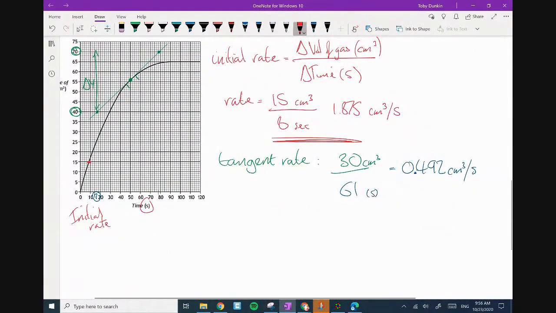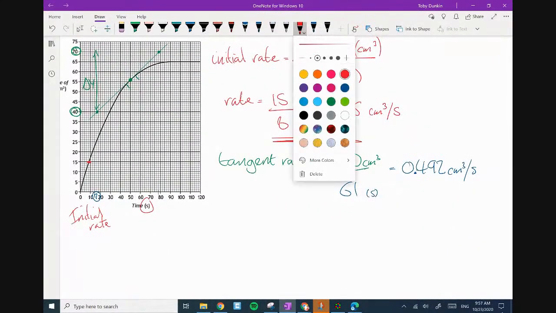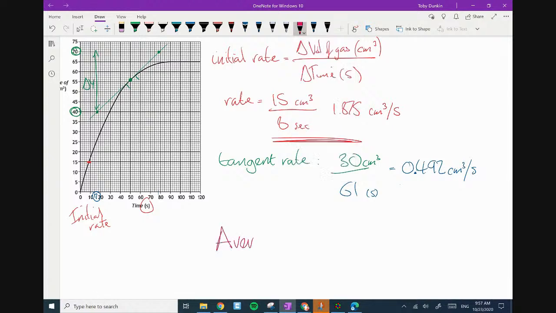Right, so the average rate, I'm going to change my color for this. This is my last part of the lesson, the average rate. So the average rate is simply looking at the total changes of both things. So what's the total volume of gas I made? The total volume of gas I made was 65.